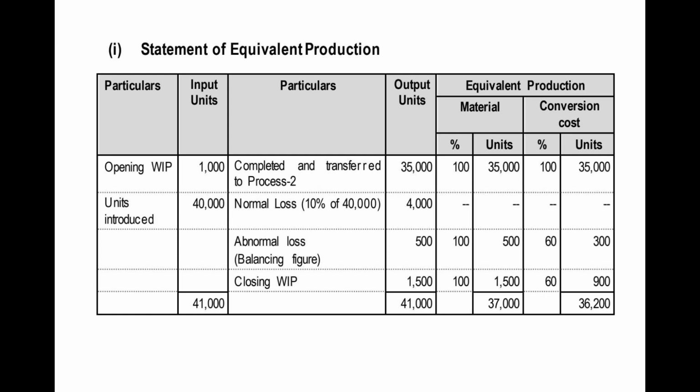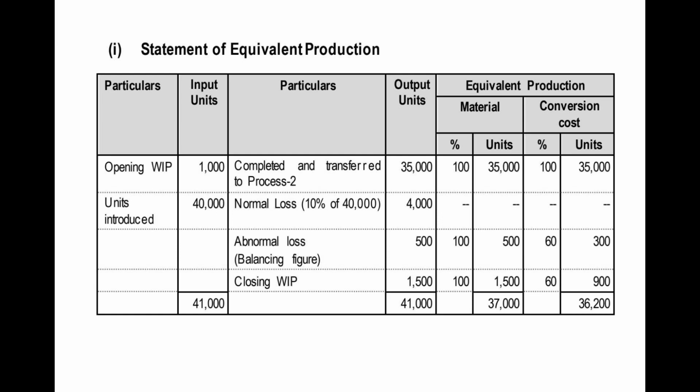Then out of 41,000 units, we are transferring final product to the Process 2 account to the extent of 35,000 units. It is also given in the problem. Go to the next particulars and write completed and transferred to Process 2 account, output 35,000 units. One more piece of information is given: normal loss is to be calculated on whatever units are introduced. The units introduced are 40,000, so calculate normal loss at 10% on 40,000. So normal loss is 4,000 units. Go to the output column and update 4,000 units.